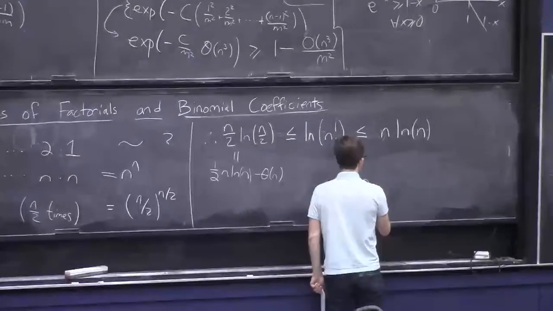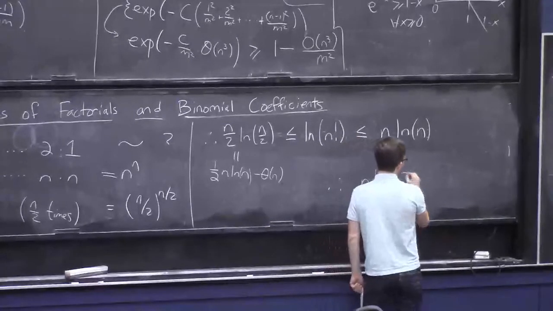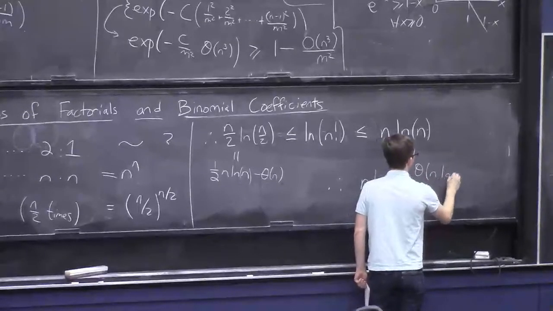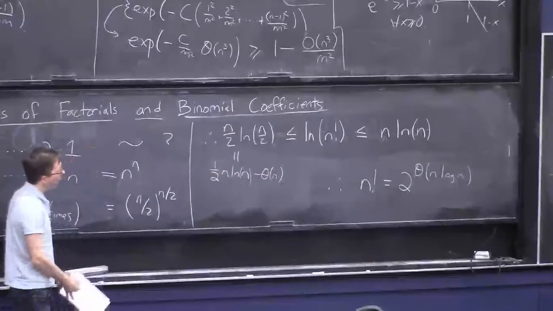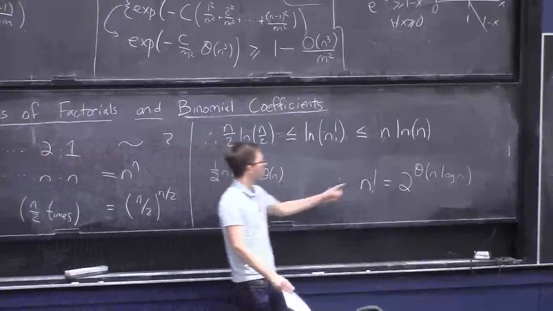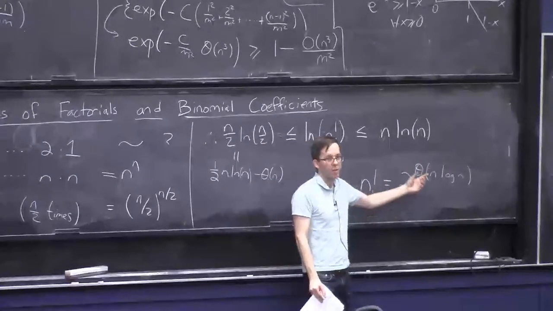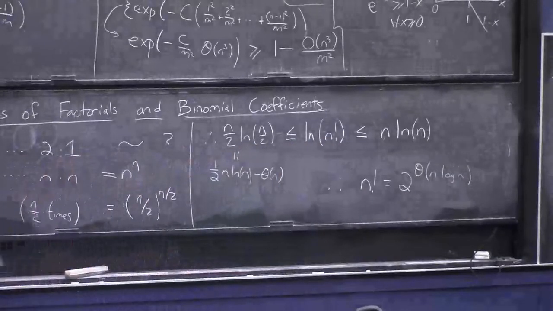We can exponentiate this and conclude that n factorial is 2 to the theta of n log n. Which is pretty good, but it's not super great because the theta is in the exponent, which is making it off by a power rather than off by a constant factor. But anyway, it's really quick and easy, so that's a good start.